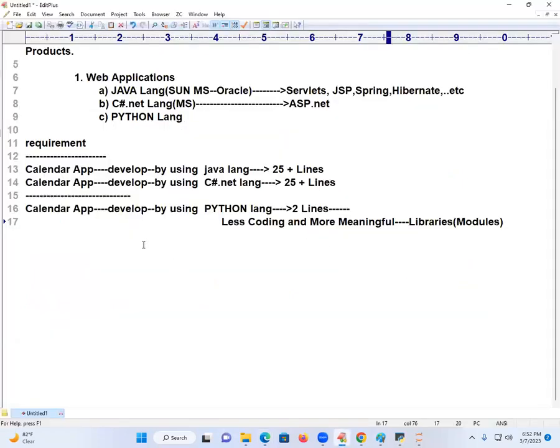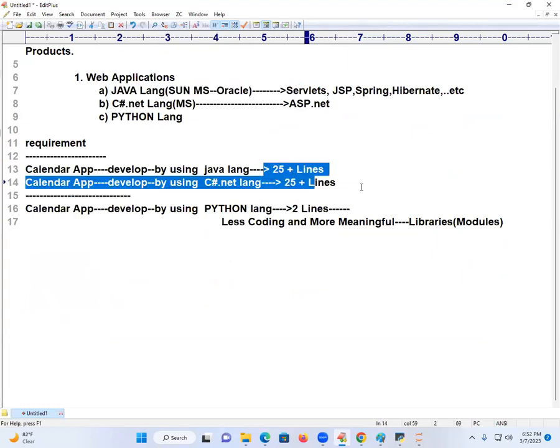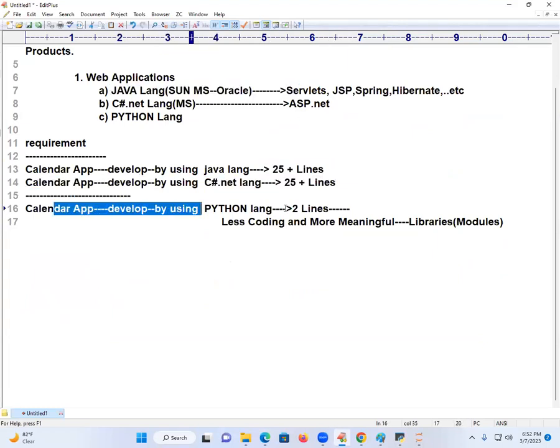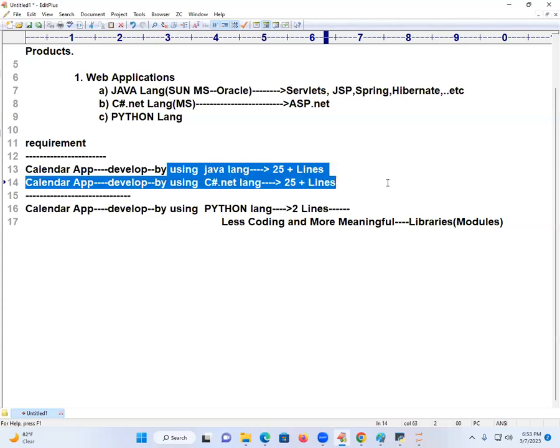So tell me, writing the calendar application in Java or C#.NET takes this many lines. Writing the calendar application in just 2 lines, in where? Python. Where do you feel it is easy? I am not writing Java code because it's not necessary, because you are coming for Python. So in Python, writing 2 lines is easy, while writing 25 lines is not. So is Python easy to learn or difficult to learn? Provided you must know what?